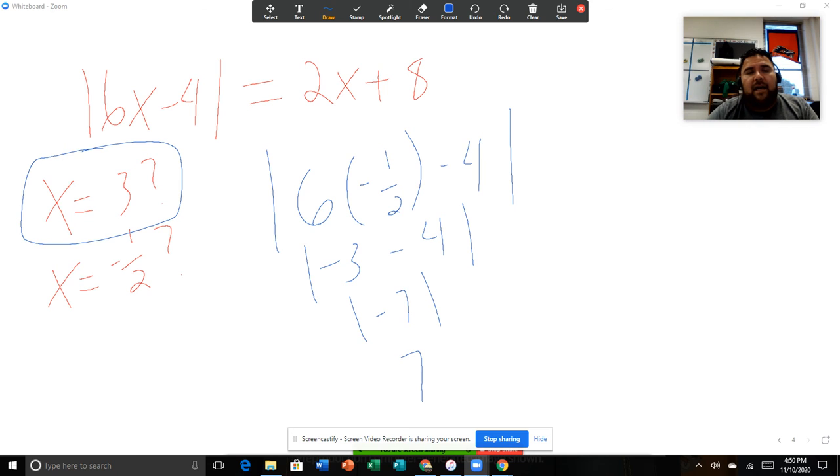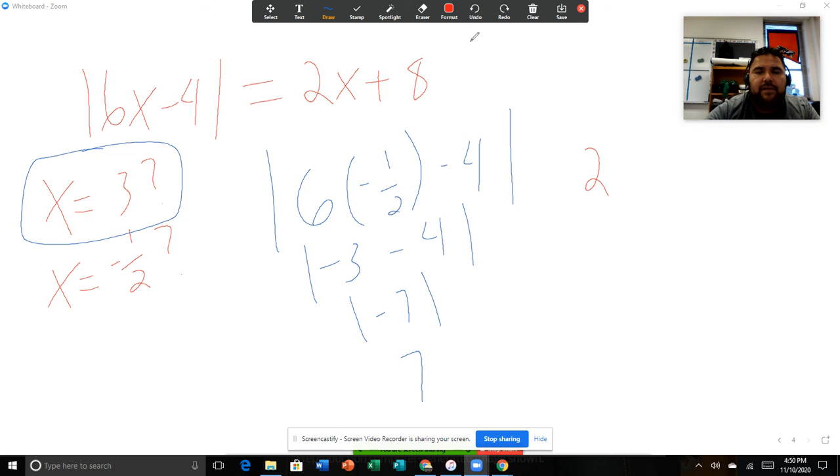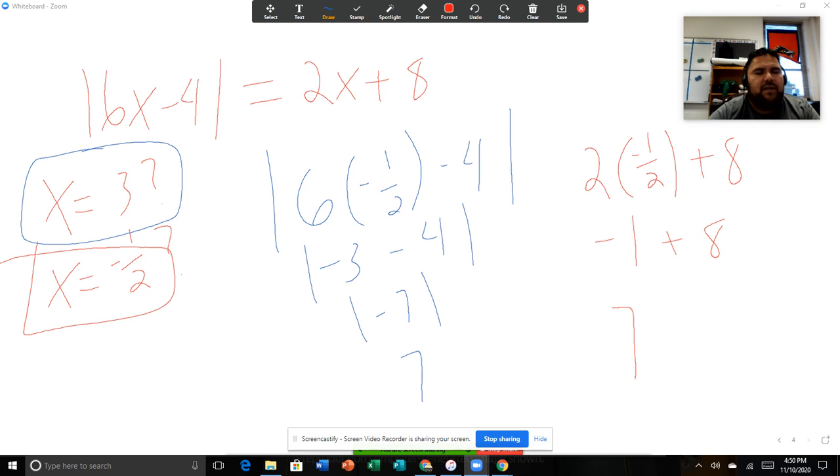Right? Again, I plugged in that negative 1/2 there. And that's fine. I can do that. Okay? Now I should get positive 7 on the other end. Right? Okay, so we have 2 times negative 1/2 plus 8. 2 times negative 1/2 is a negative 1. Negative 1 plus 8, you guessed it, is 7. So these two are solutions.